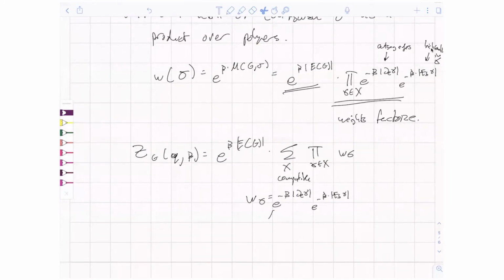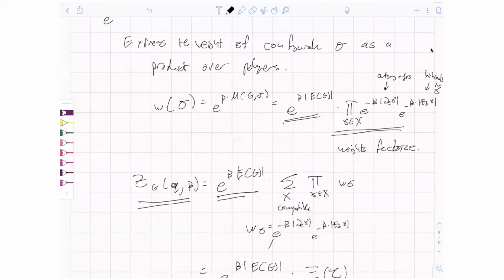Okay, so what did we do? We rewrote the Potts model partition function with the scaling factor, but then in terms of this polymer model partition function. And this, of course, is e to the beta number of edges of G times this polymer model partition function. Okay, so this is somehow a key idea for everything that follows. We defined polymers and the compatibility relation in such a way that we really have factorization of the weights over polymers.